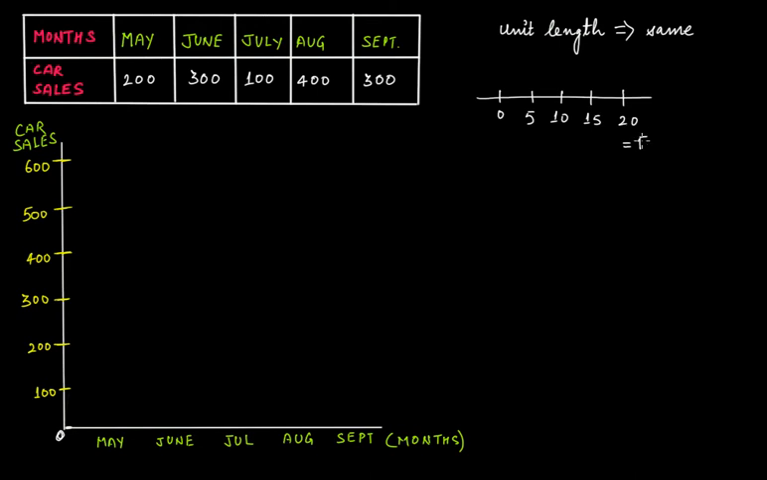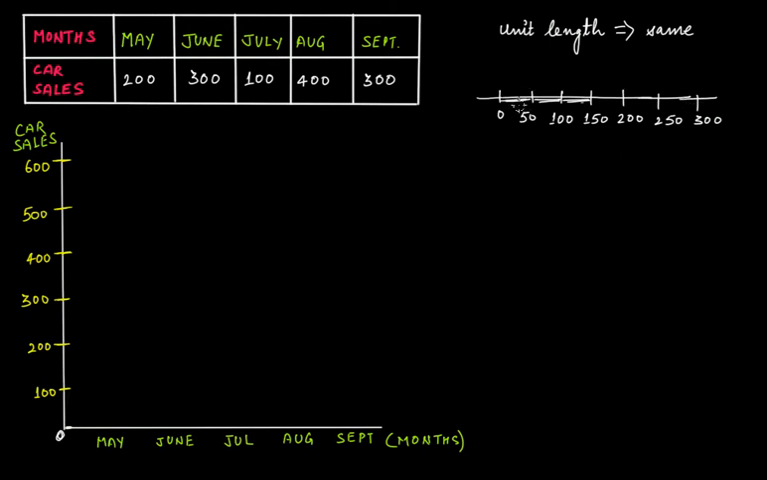It is of 5. If it was in this fashion, like if it was 0, then 50, then 100, then 150, then 200, then 250, then 300. So each unit length, what's the unit length? It's of 50. So that's what a unit length is.